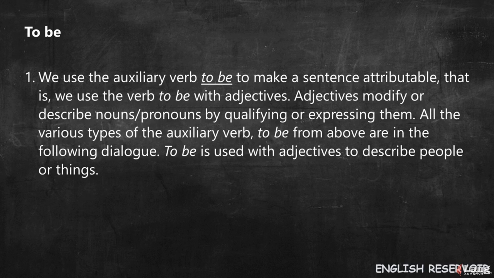1. We use the auxiliary verb to be to make a sentence attributable. That is, we use the verb to be with adjectives. Adjectives modify or describe nouns or pronouns by qualifying or expressing them. All the various forms of the auxiliary verb to be from above are in the following dialogue. To be is used with adjectives to describe people or things.